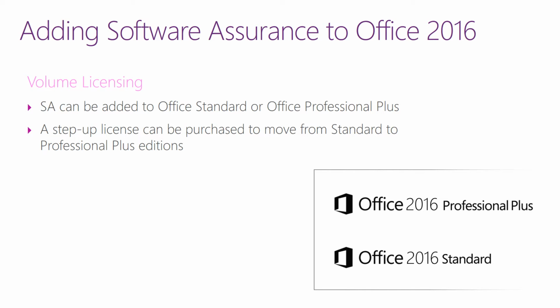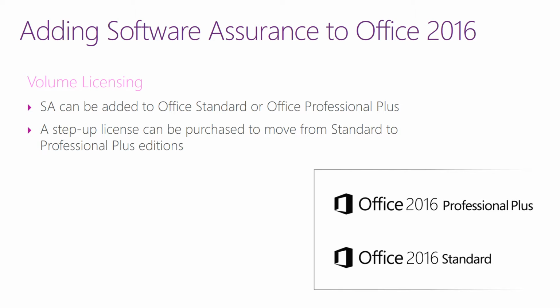Another useful SA benefit, though, is the ability to purchase step-up licenses. And this means that if a customer originally purchased Office Standard with SA, but then wanted to move to Office Professional Plus, they could do so without having to purchase brand new Office Professional Plus licenses. The cost of the step-up license is just the difference in price between the license with SA price of Office Standard and Office Professional Plus.